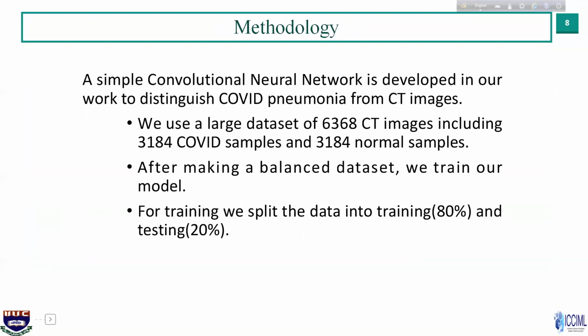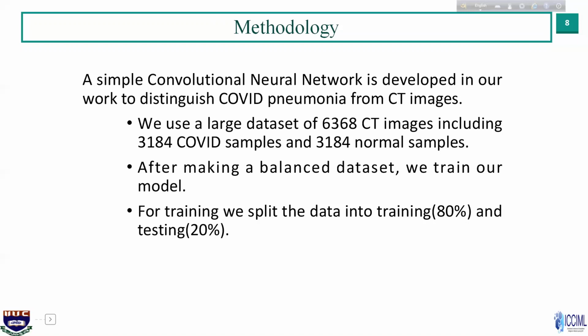Here is our methodology. A simple convolutional neural network is developed in our work to distinguish COVID pneumonia from CT images. We use a large dataset of 6,368 CT images, including 3,184 COVID samples and 3,184 normal samples. After making a balanced dataset, we train our model.